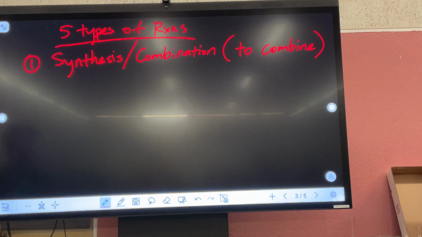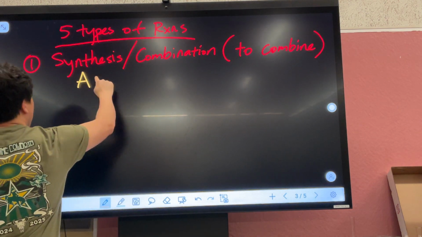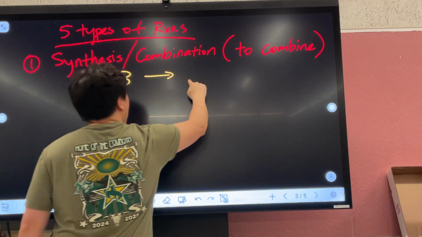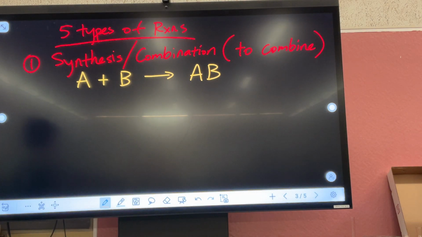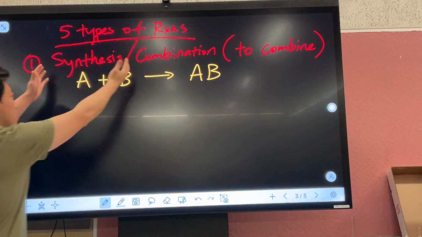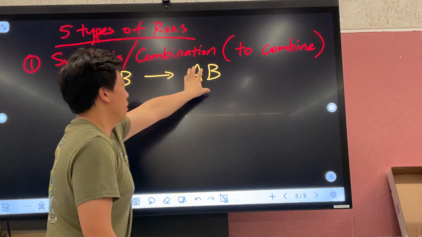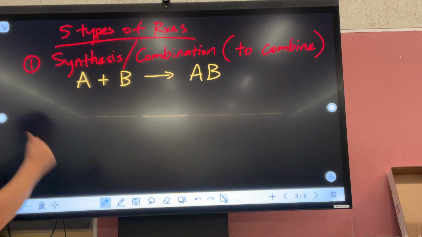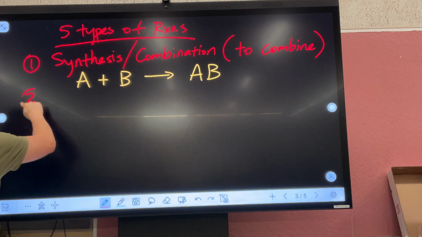Okay. So the abbreviated form for this is A plus B arrow AB. So the arrow represents a reaction has happened. So before the reaction it was A and B separate. After the reaction, A and B is combined. So that's combination. The second one is decomposition.